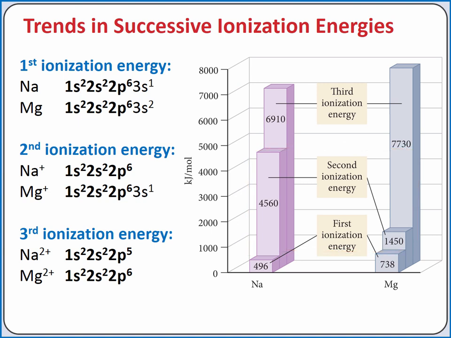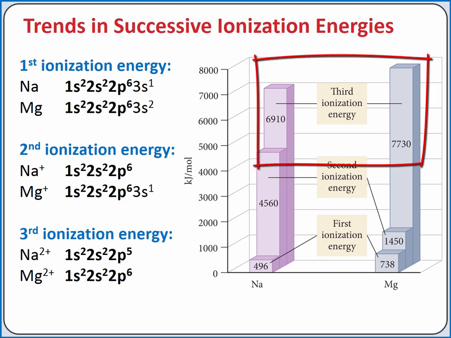After we've removed the second electron, both sodium 2+ and magnesium 2+ only have core electrons left. When comparing removing a core electron between these two ions, the third ionization energy of magnesium is larger than the third ionization energy of sodium.